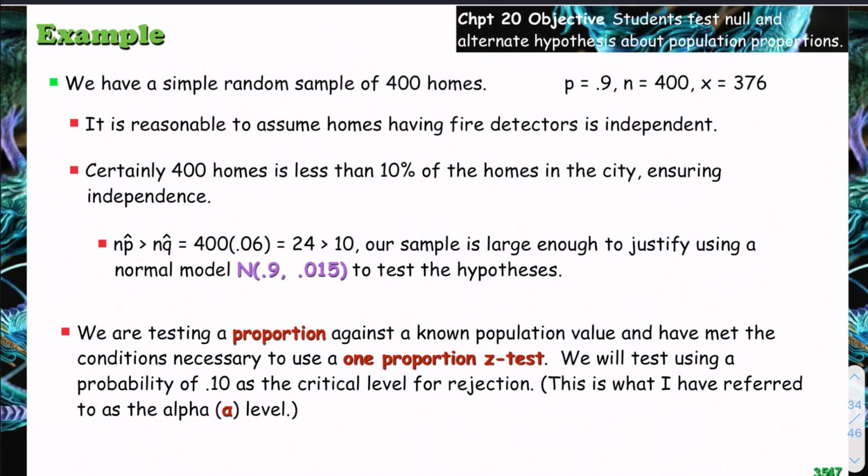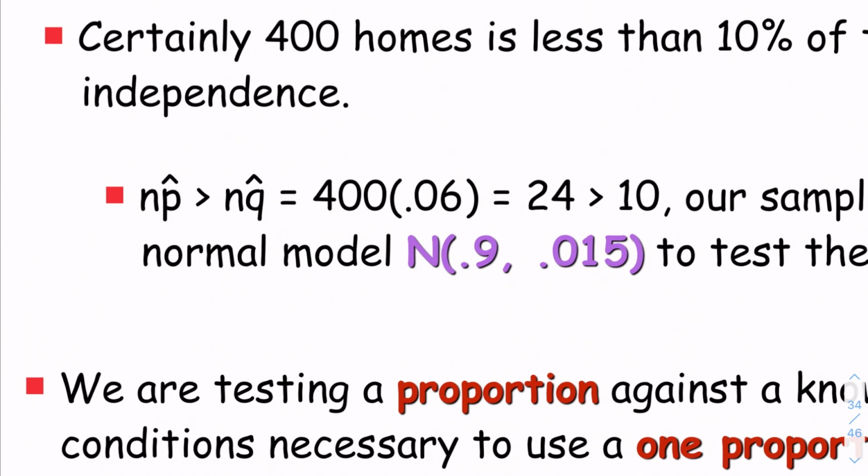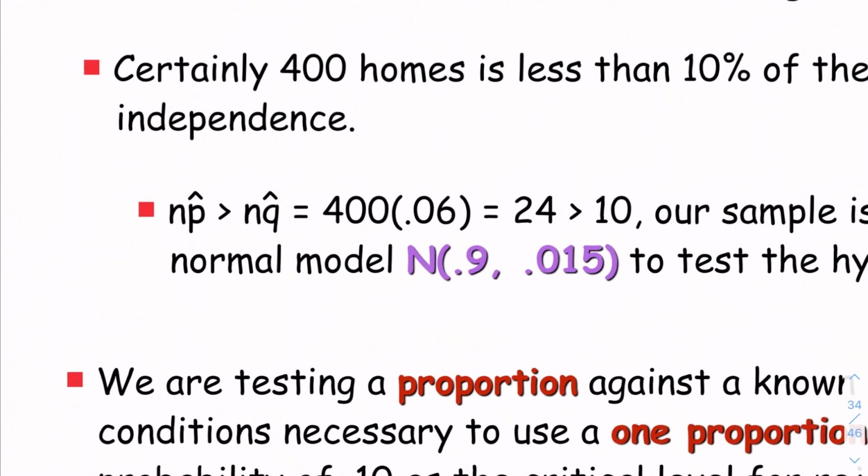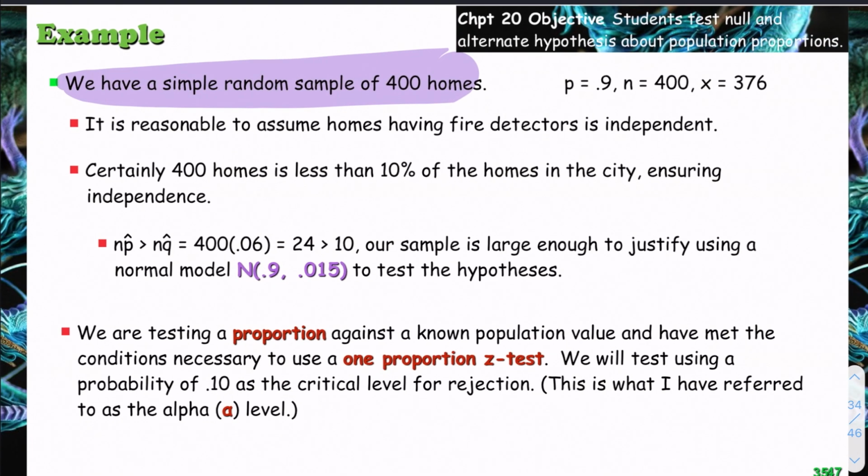So we do have a simple random sample of 400 homes. I know this because we were given that. So it's reasonable to assume homes having smoke detectors is independent. Just because your neighbor has one doesn't necessarily guarantee that you have a smoke detector. We know that NP hat and NQ hat, which is 376 and 24, we already saw that. NQ, 24, is definitely greater than 10. So our sample size is large enough to justify using a normal model.